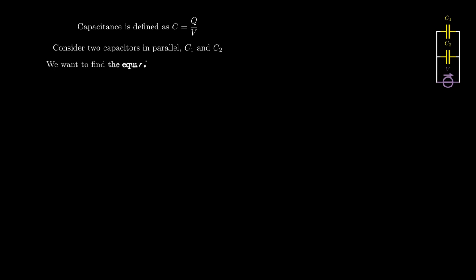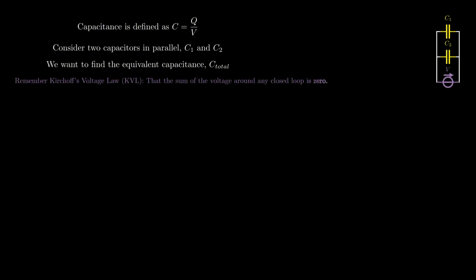Now, let's consider a parallel combination of capacitors under an EMF voltage V. Now, to find the equivalent capacitance, C total, let's use Kirchhoff's voltage law to find out the voltage across each capacitor. In this case, Kirchhoff's voltage law tells us that the voltage across each capacitor is the same.